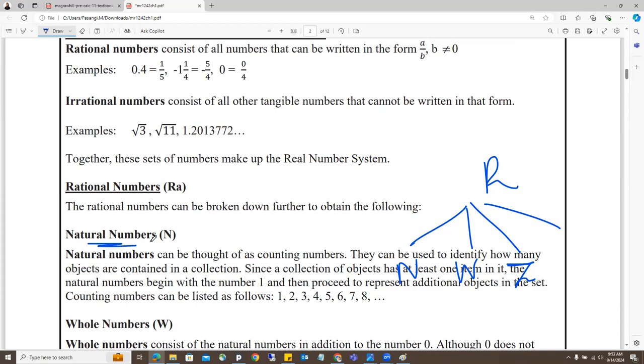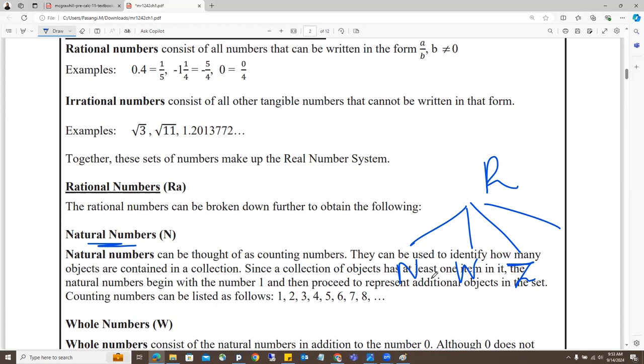That's it. 1, 2, 3, 4, 5. Yeah, 1, 2, 3, 4, 5. That means actually the counting numbers, right? Another name for the natural numbers is actually the counting numbers. So they can be used to identify how many objects are contained in a collection.